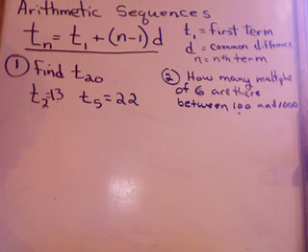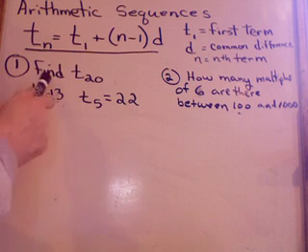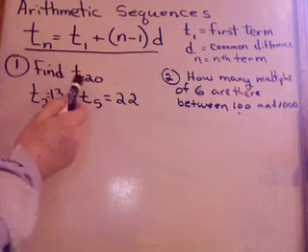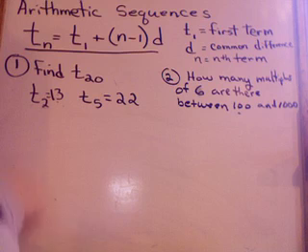So in this section, we're going to study some arithmetic sequences and how to find the sequence when you're given some information about it. In this first problem, the directions are find T20, or the 20th term, when you have the second term and the fifth term.